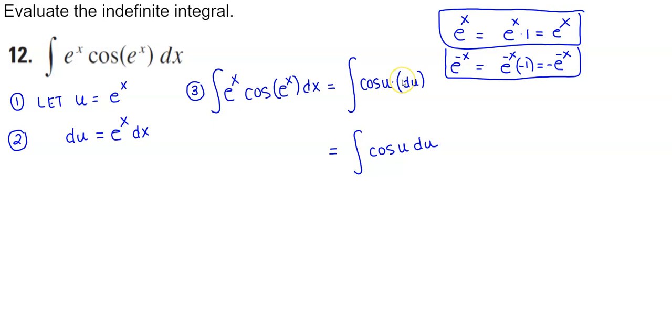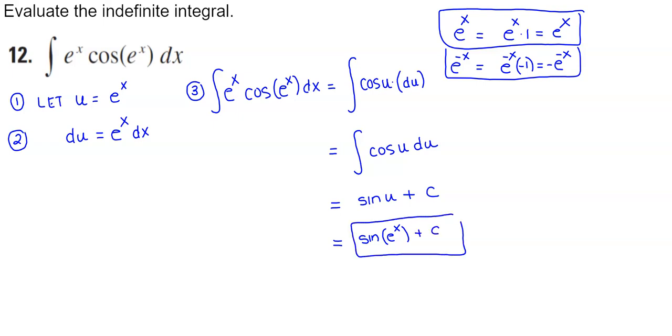All right. Now, what is the antiderivative of the cosine of u? Well, it is the sine of u, and then don't forget the constant, that's plus c. Now the last thing we need to do is, what do we substitute for u? Well, we substitute u to be e to the x. So therefore, let's write out our answer. So this is the sine of e to the x plus c. And therefore, there is your result.